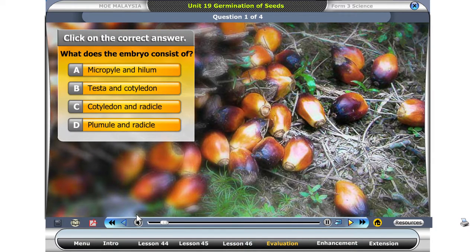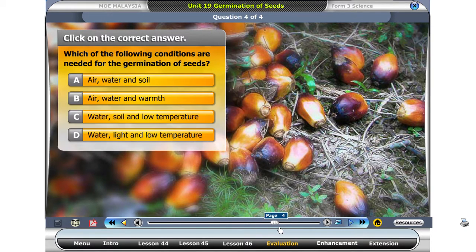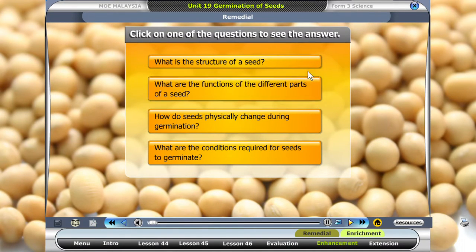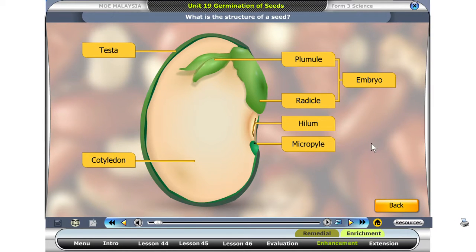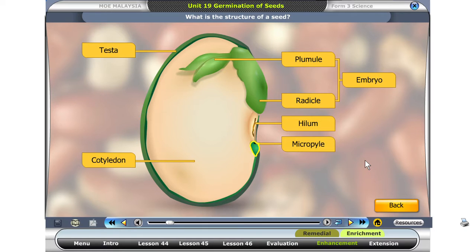What does the embryo consist of? Click on one of the questions to see the answer. What is the structure of a seed? A seed consists of the testa, micropyle, hilum, cotyledon, radicle, and plumule.